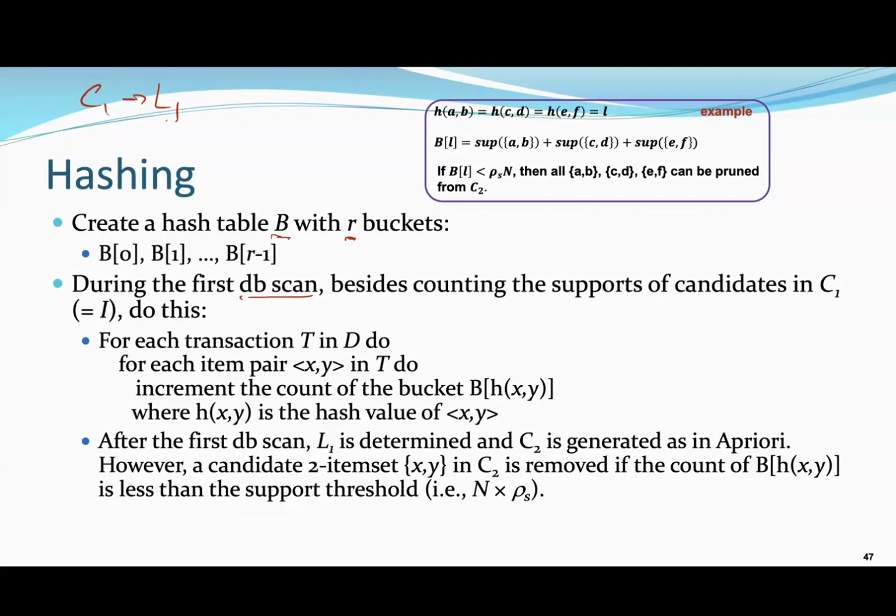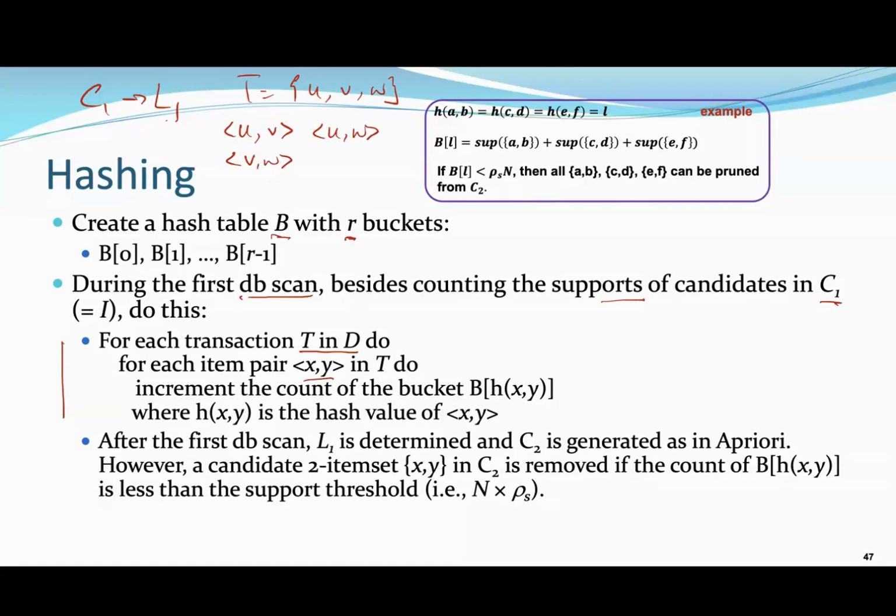So in the first iteration, what are the additional things that we do? Besides counting the support of the candidates in C1, the hashing approach does the following additional steps. For each transaction t in the dataset D, we enumerate all item pairs from the transaction. For example, if the transaction contains 3 items, let's say U, V, and W, say milk, bread, and butter, then this algorithm would enumerate all pairs.